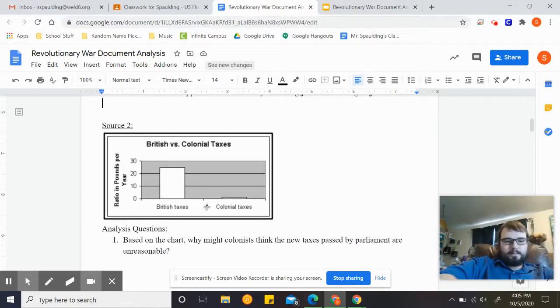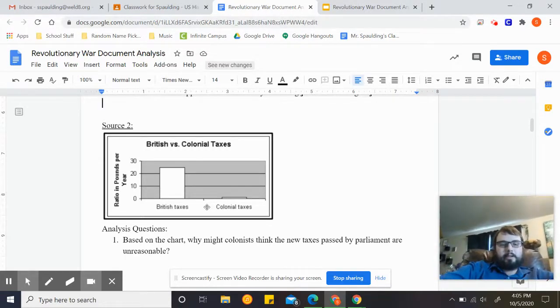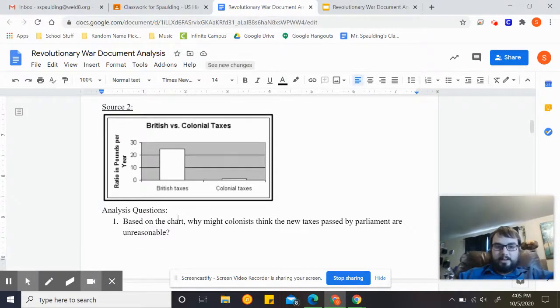Second source. All right, we have a graph. It is titled British versus Colonial Taxes. On one part, we have the British tax, and on the other part, we have colonial taxes. On the left side, it says ratio in pounds per year. Based on how high it is, that's how many pounds per year someone is paying in taxes. Under the British tax law, with those British taxes imposed, they're paying about 23, 24 pounds per year. Whereas with colonial taxes, they were paying like 2.